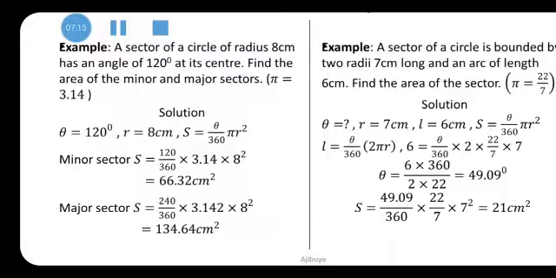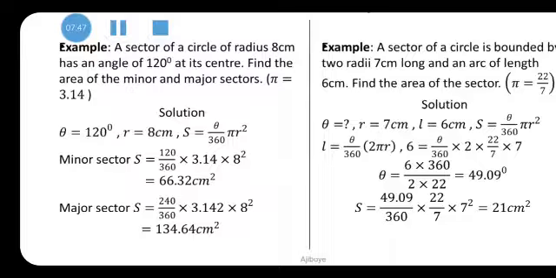So in the question, we are given theta, the angle subtended by the sector, as 120 degrees. The radius of the circle is 8 cm, and we recall the formula of the area of a sector, which is theta over 360 times pi r squared. Like we said before, if theta is less than 180 degrees, it is a minor sector, and already we have 120 degrees.